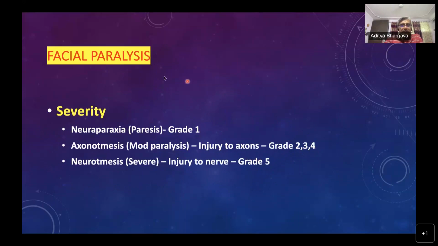Now, how do you grade these? It is beyond the scope of this talk, but you can read it through the books. It is given because you will have to mug it up.